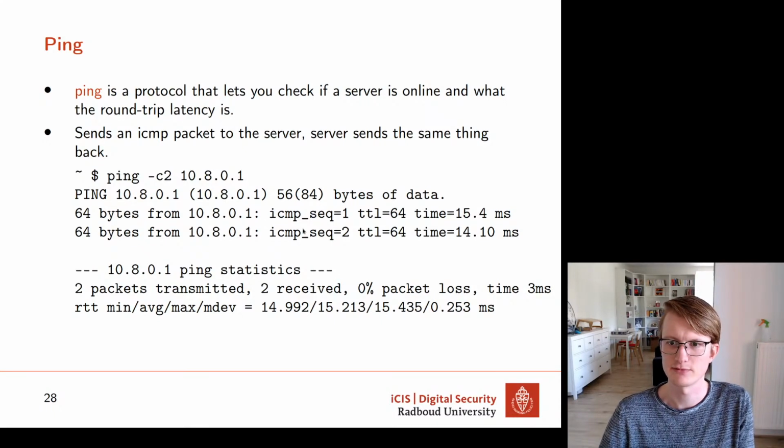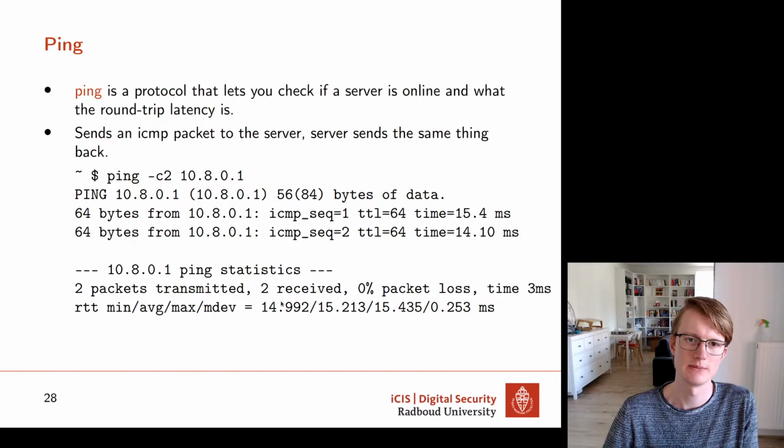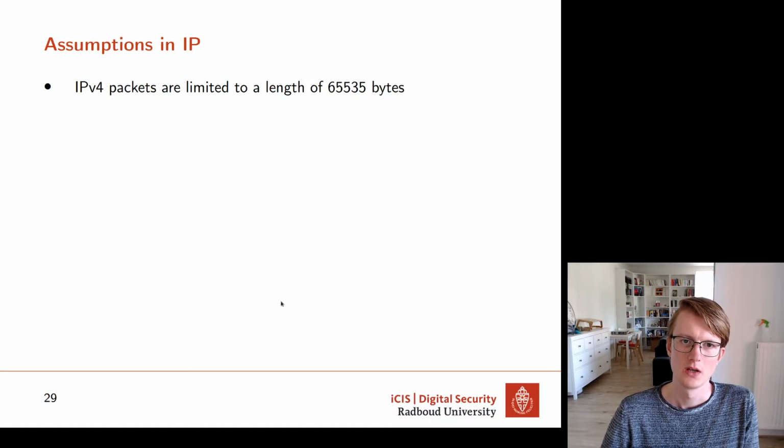You'll see here that I've pinged my VPN host, and it replies within 15.4 milliseconds, 15.10 milliseconds, etc. It's sending some number of bytes. The payload is 56 bytes, but then there's a bunch of header, I think. Yeah, very nice to debug your network. So IP packets have a limit in size. They can be at most 65,535 bytes long.